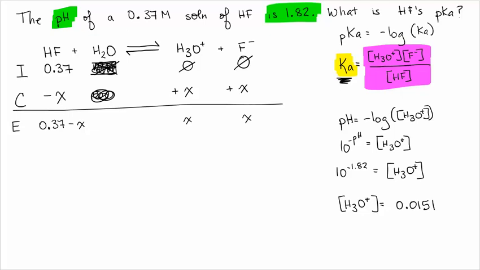So what does that mean for us? That means that X equals 0.0151. We know the concentration of hydronium. Fluoride concentration at equilibrium is also X, so that's 0.0151. The equilibrium concentration of the HF is 0.37 minus 0.0151, giving us the concentration at equilibrium of 0.355.